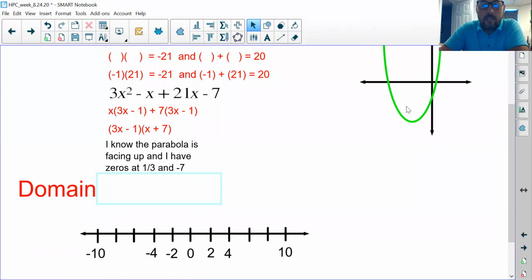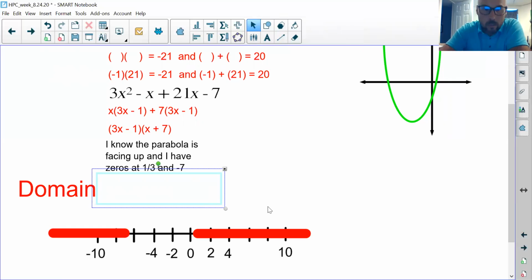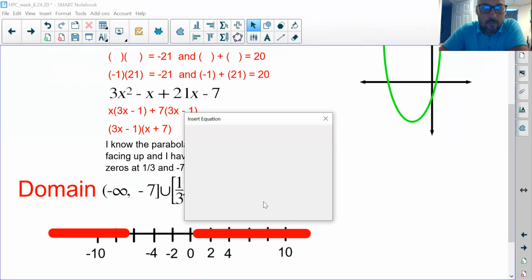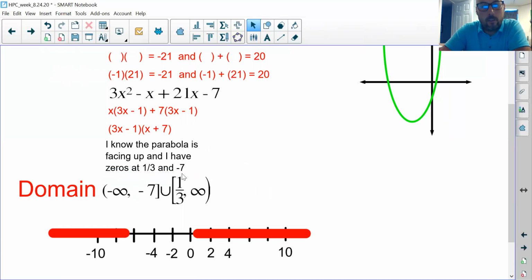So my domain is any x value less than -7, or also greater than 1/3. So again, 2 intervals. And you include those endpoints. Whoops, that infinity should not have a bracket. So you're including -7 and you're including 1/3.